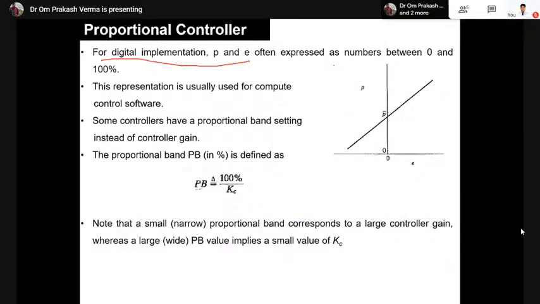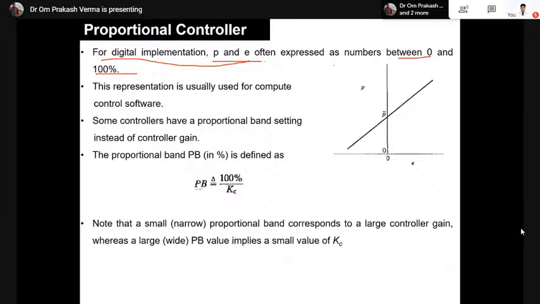Now for the digital implementation, the P and E are often expressed as a number between 0 and 10. Generally, the controllers provided to you in the lab or the industries are digital controllers. Now we are just studying the analog controller, but in practical problems we generally use the digital controller. Which type of controller we will use, we will discuss today or tomorrow.